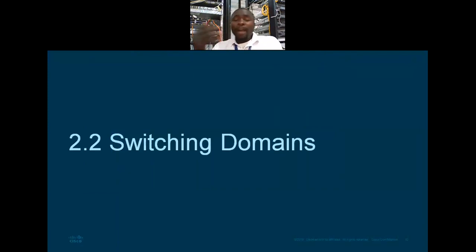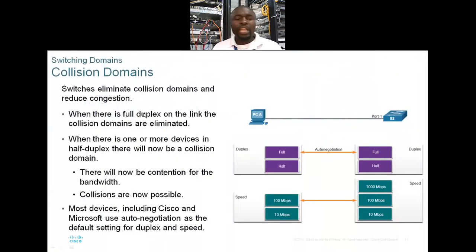Now, how about what we call the switching domains? All right. Now, the switch eliminates collision domains and reduces congestion. All right. So when there is full duplex on the link, the collision domains are eliminated. So when there is one or more devices in half duplex, there will now be a collision domain. There will now be contention for the bandwidth. All right. So collision is now possible since we have a half duplex.